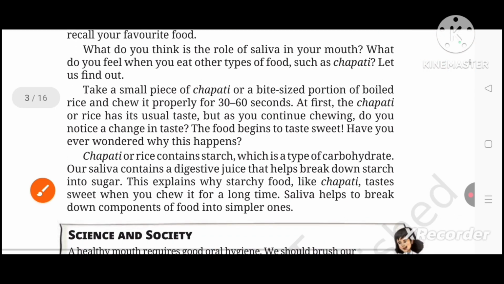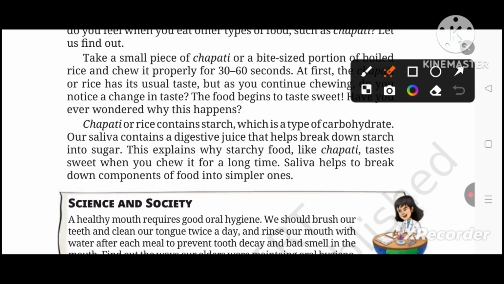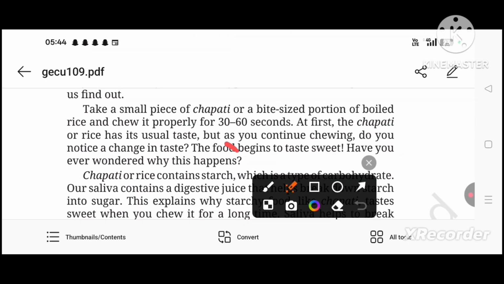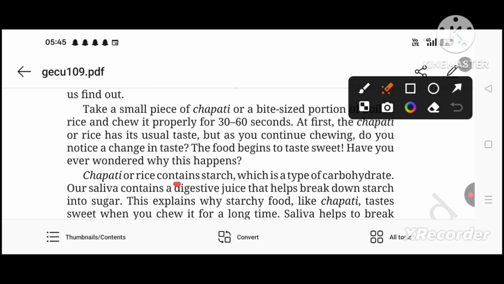The taste of both the rice and chapati changes. How is it? The food begins to taste sweet. Have you ever wondered why this happened? Because chapati and rice contain starch, which is a type of carbohydrate.